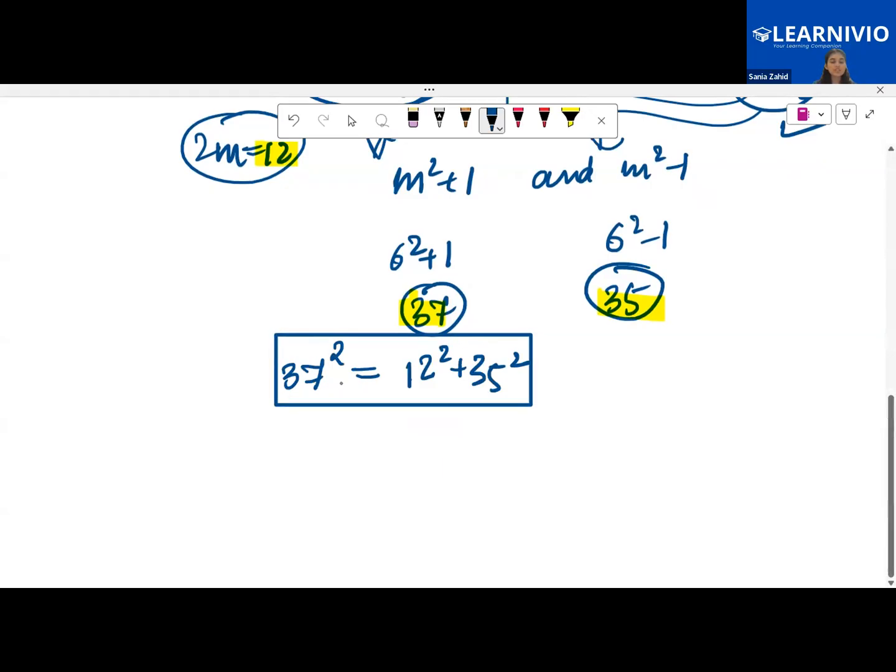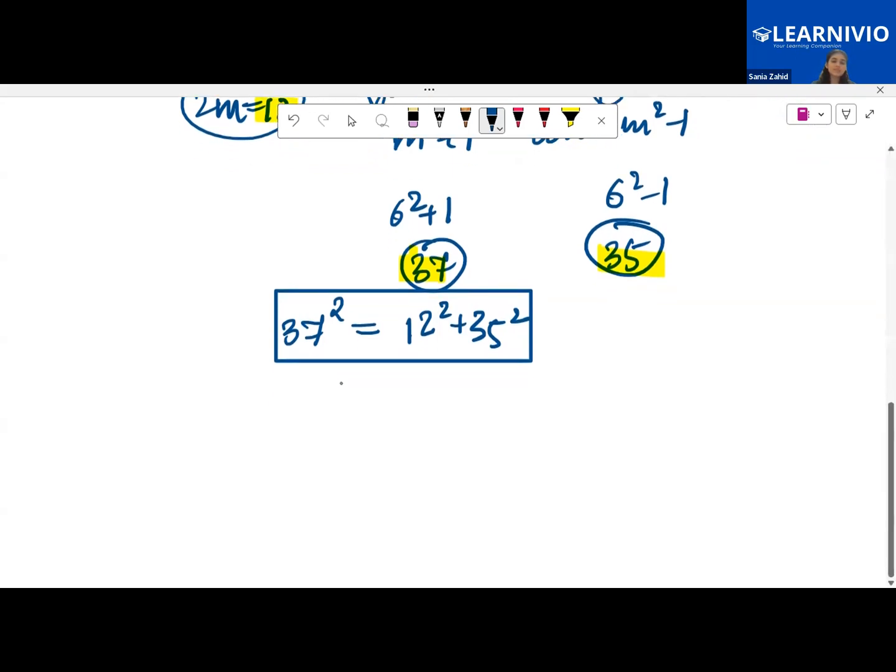That the square of the largest number should be equal to the sum of the squares of the other two numbers. So 37 square should be equal to 12 square plus 35 square. If you do this and you get the same answer, LHS equal to RHS, that means your answer is correct. And if LHS is not equal to RHS, that means you have made some mistake in the answer. This particular question, I know 12, 37, 35 is the correct answer, so I'm not solving it.